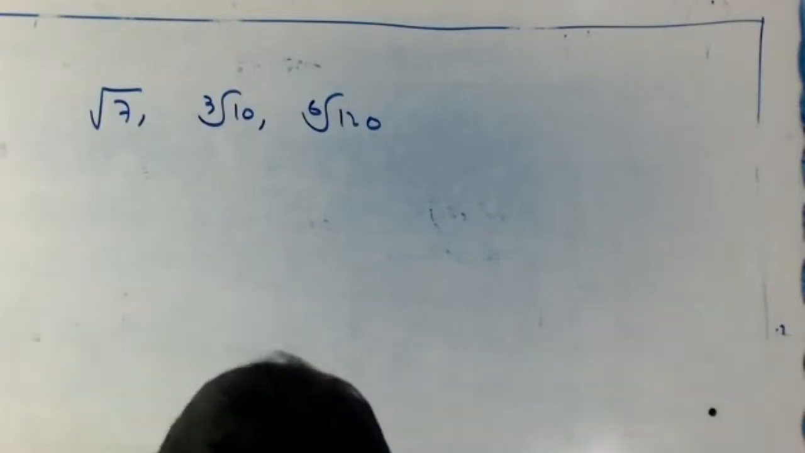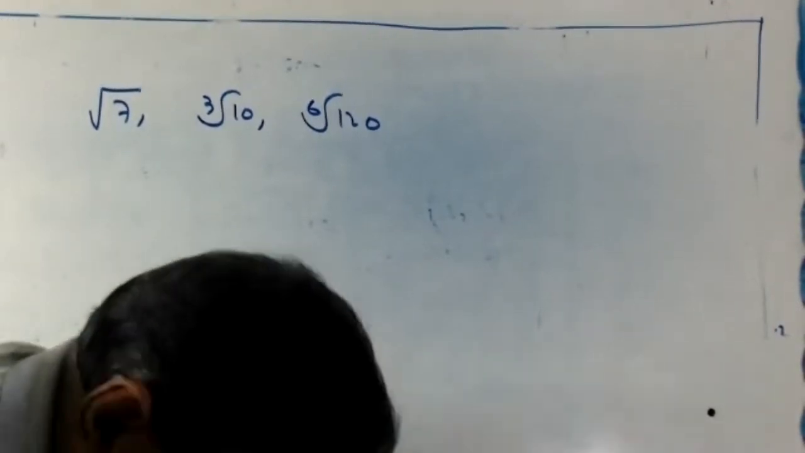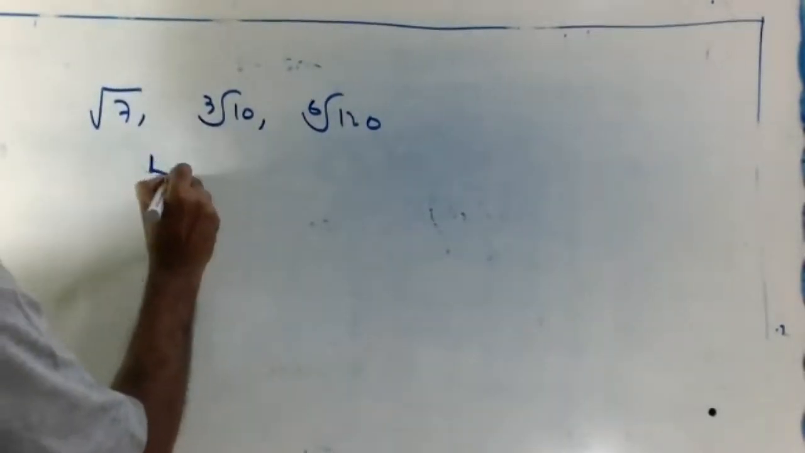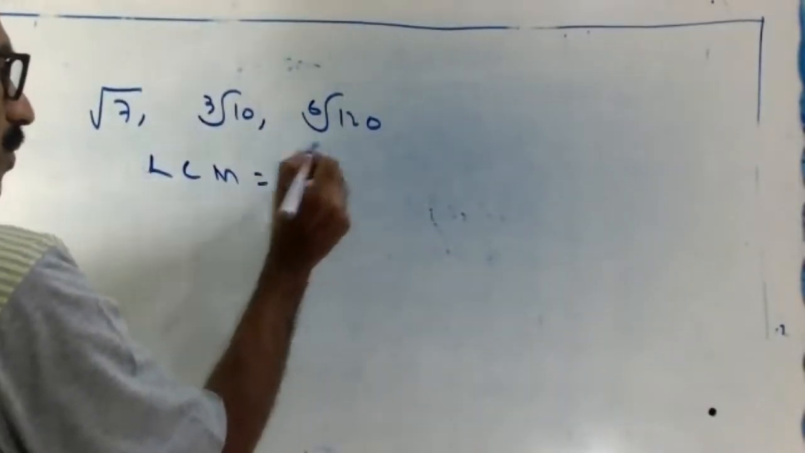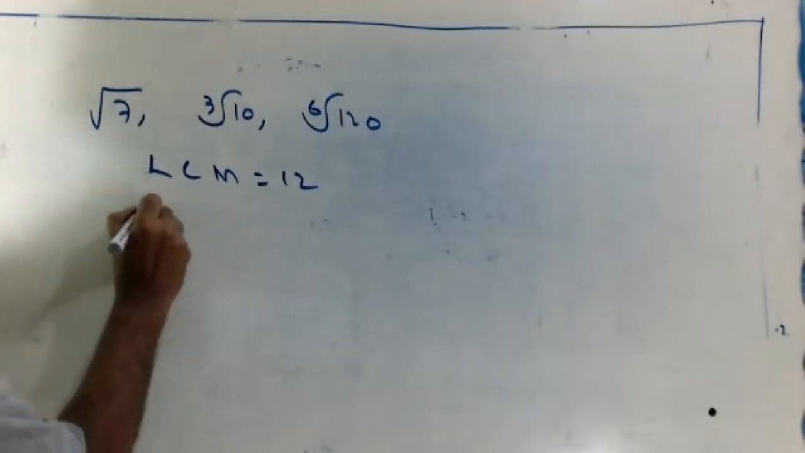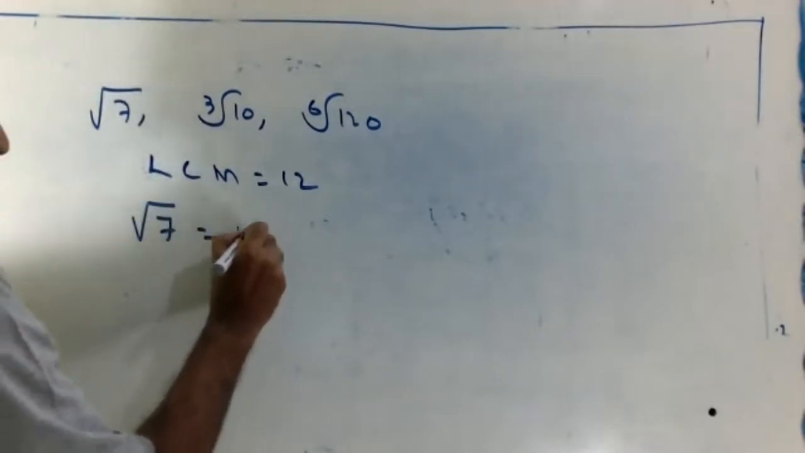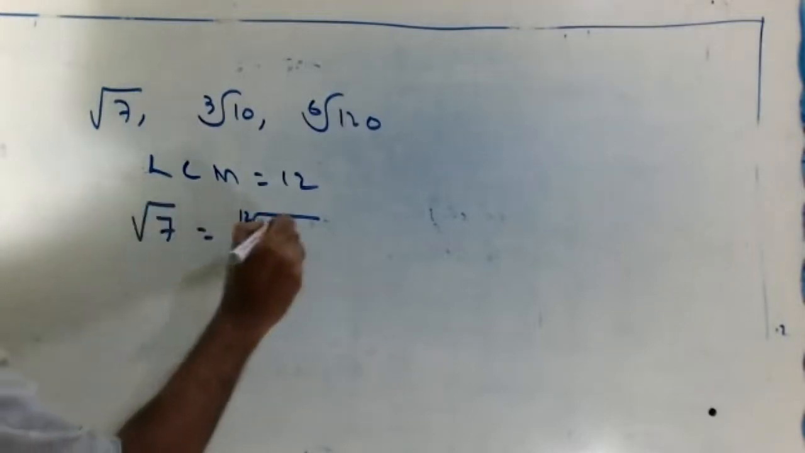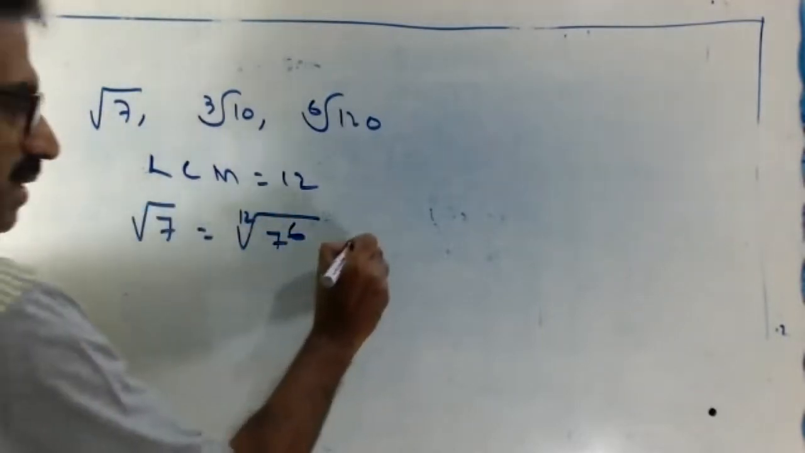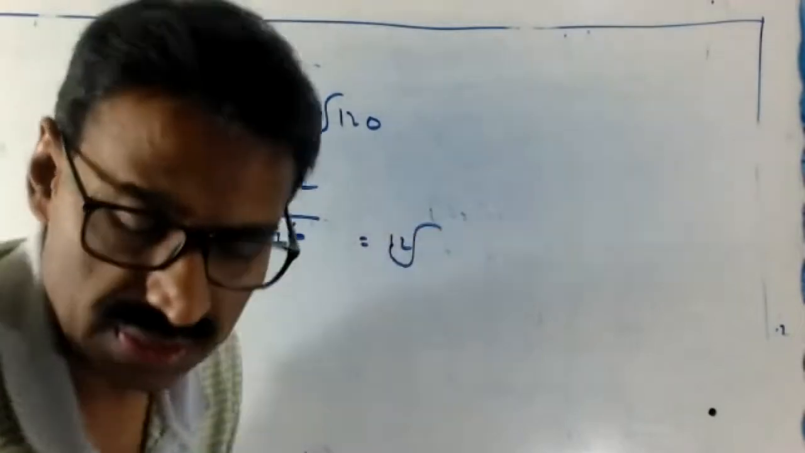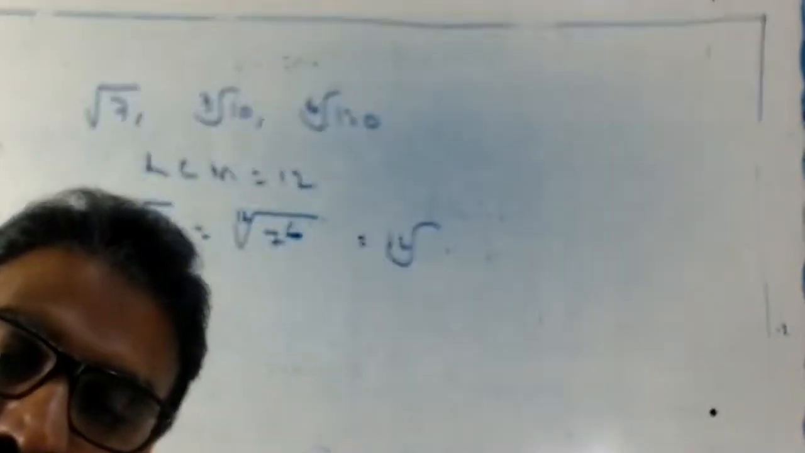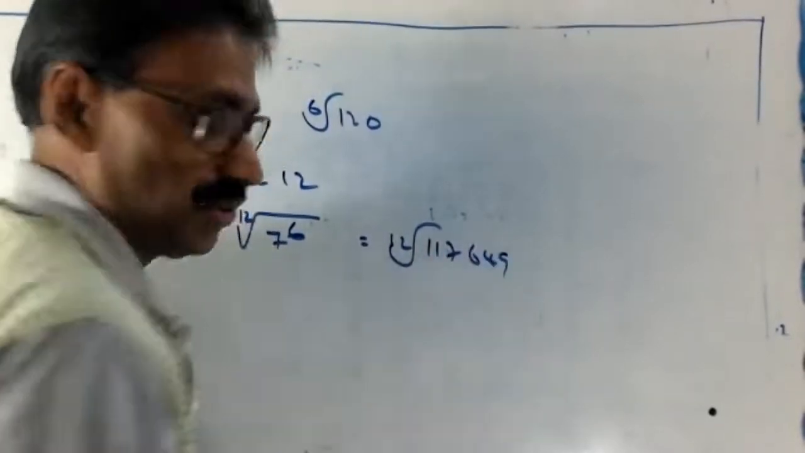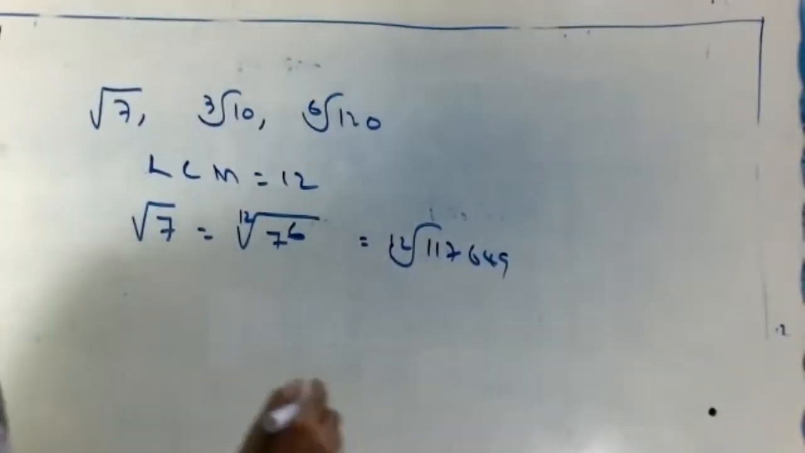Okay, look here. So LCM is again 12. LCM equal to 12. So root of 7 equals 12 here, 7. 12 divided by 2 is 6. How much is this one? That's a big number, I think. What is that one? 117649. This is your side. I don't guarantee.